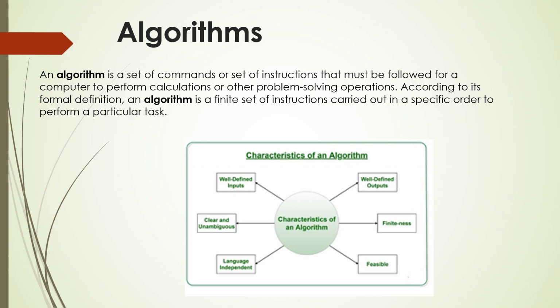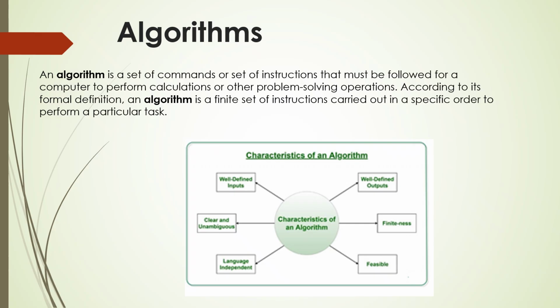Now let's understand one of the most important concepts in programming, which is the algorithm. Before writing any computer program, we should always think about the steps required to solve the problem. These steps are called an algorithm. An algorithm is simply a set of instructions that must be followed for a computer to perform a calculation. These instructions are arranged in a correct sequence so that tasks can be completed successfully.